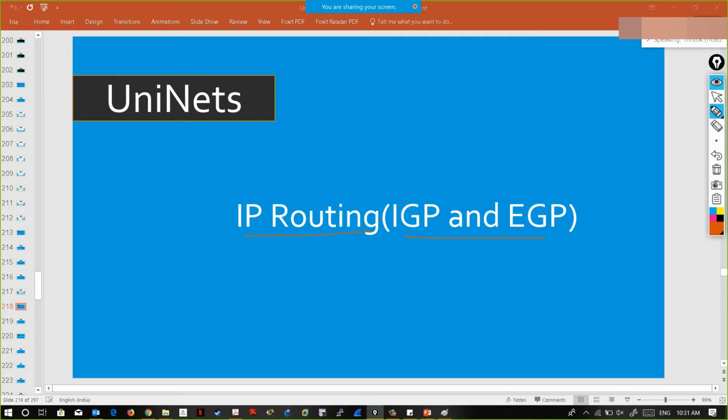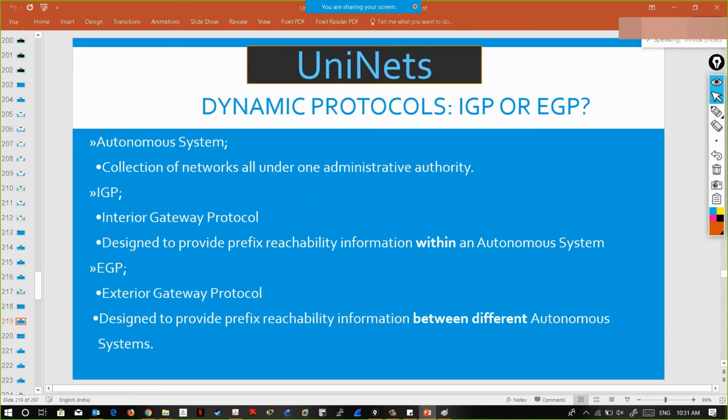IGP and EGP. Whatever dynamic protocols we have can be categorized into two types. They are IGP and EGP. IGP is interior gateway protocol. EGP is exterior gateway protocol. Right.